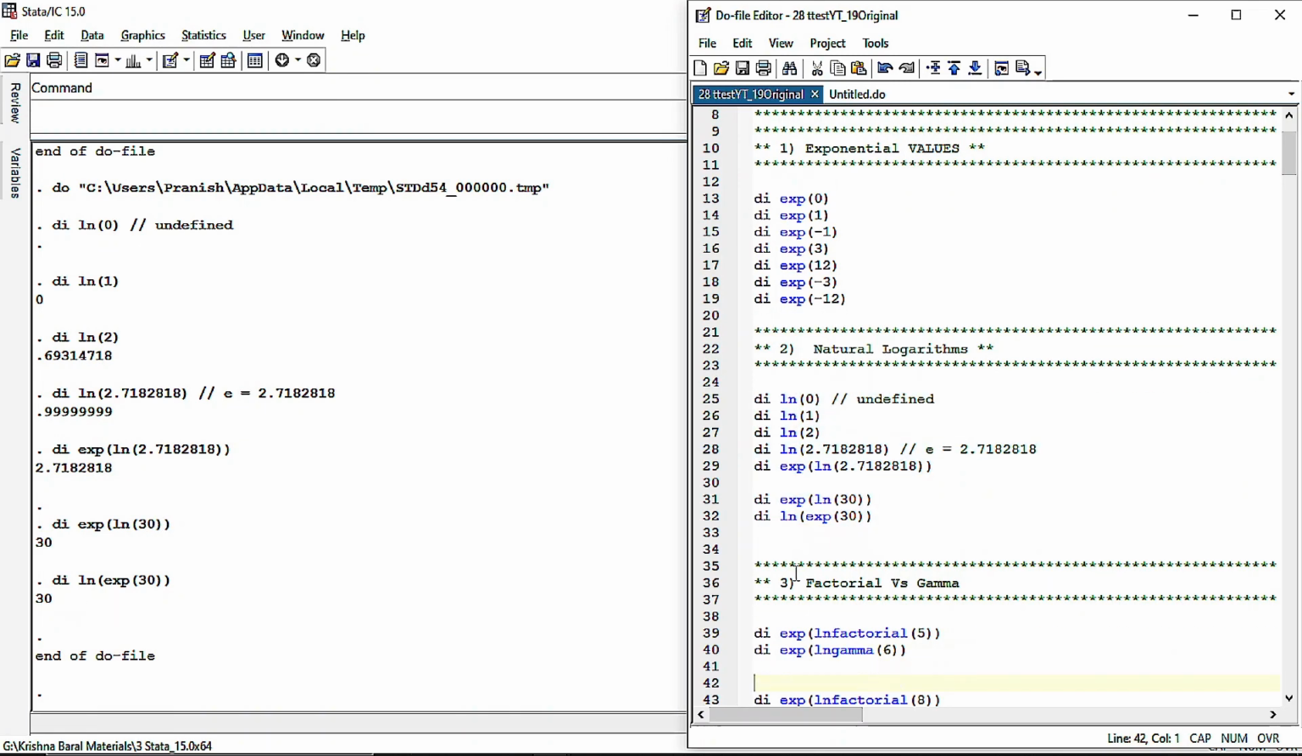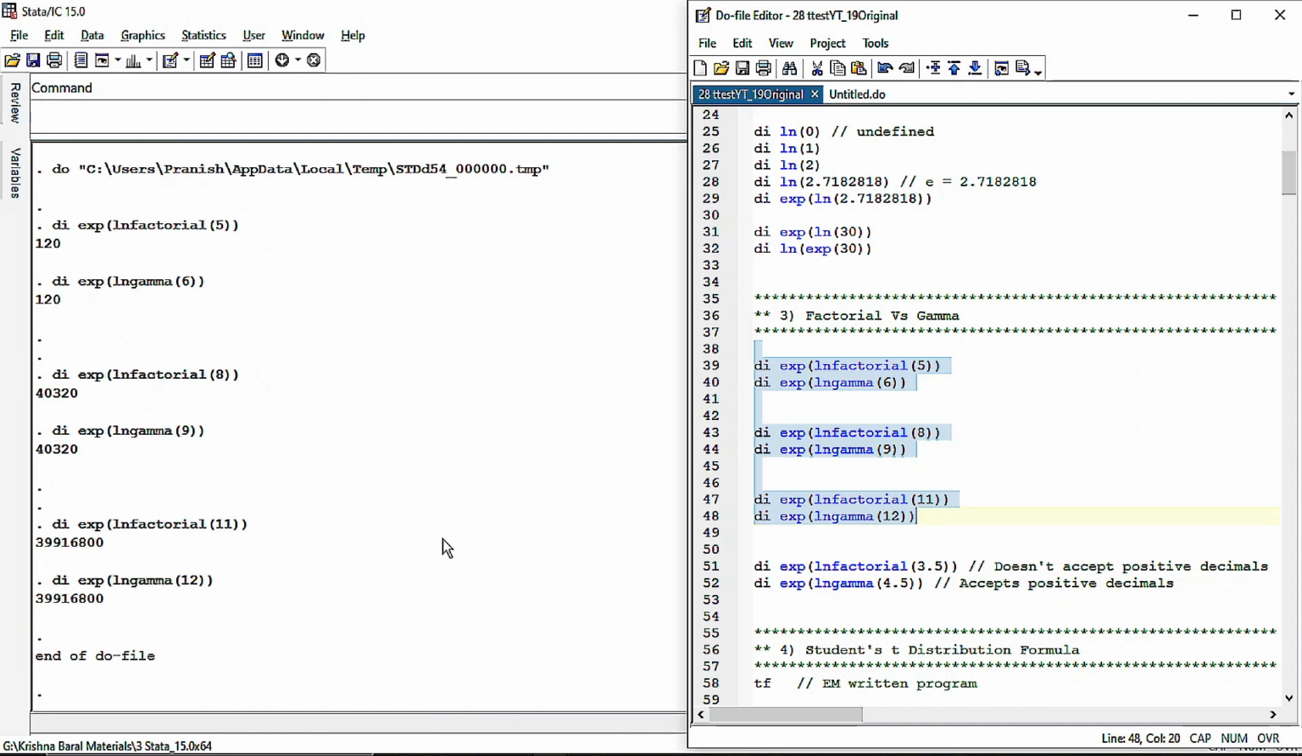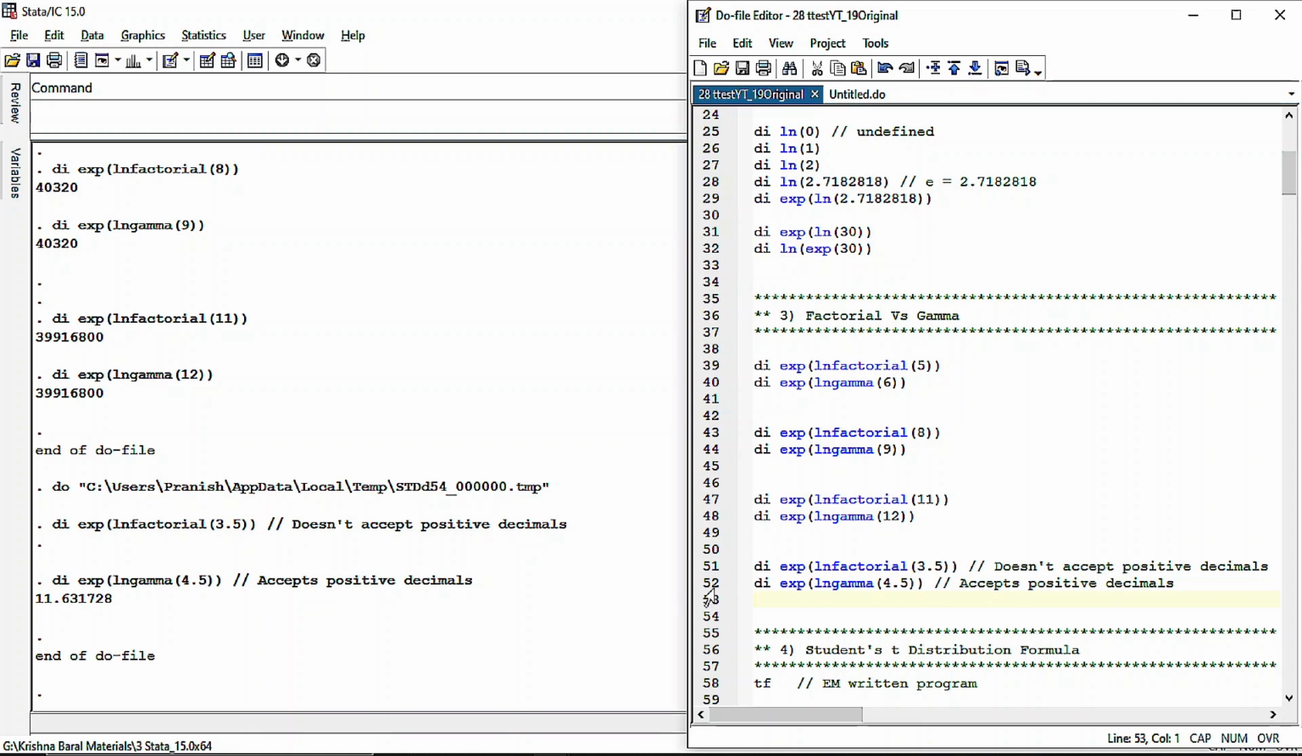Now let us see the relationship between factorial and gamma. Gamma n is equal to n minus 1 factorial. This is what we want to show with this example. Gamma 9 is equal to 8 factorial, and gamma 12 is equal to 11 factorial. We cannot calculate the factorial of a decimal number, while we can calculate the gamma.